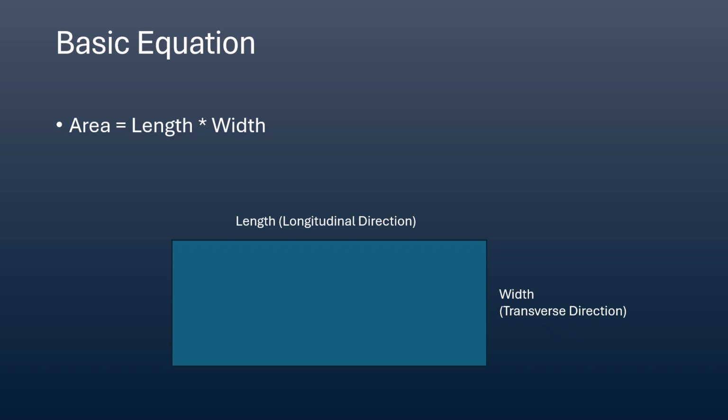So the basic equation is that area equals length times width. I've got a rectangle drawn here, and so the long end of a rectangle is called the length. In engineering terms, sometimes it's called the longitudinal direction. The width is simply the shorter side, or the transverse direction.